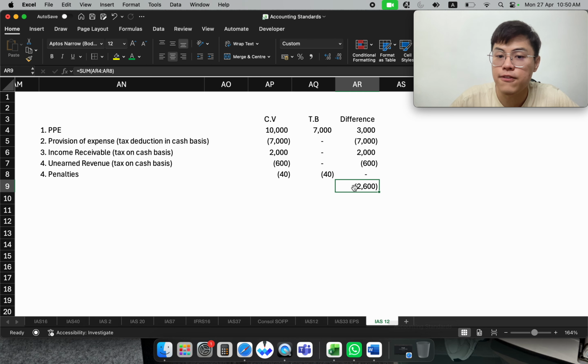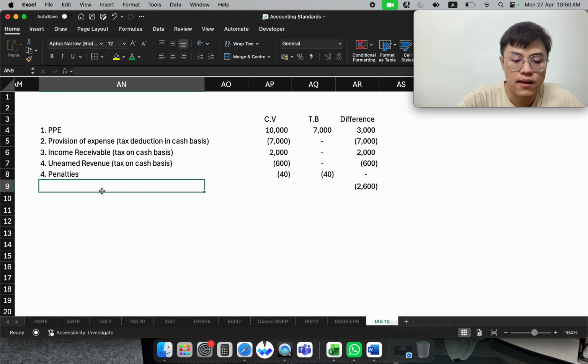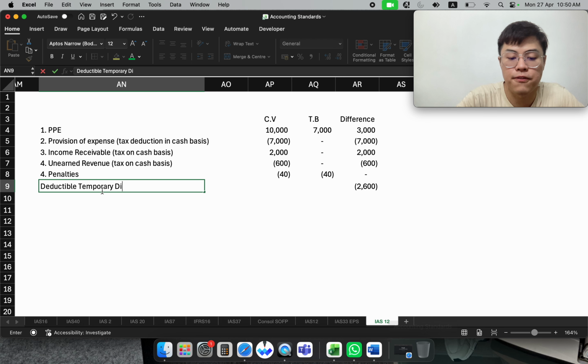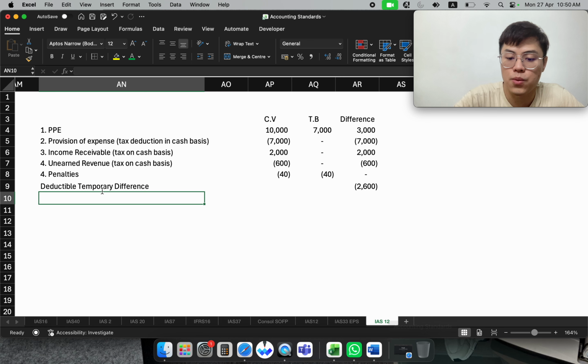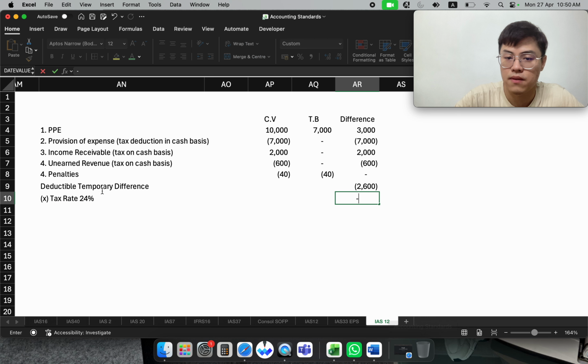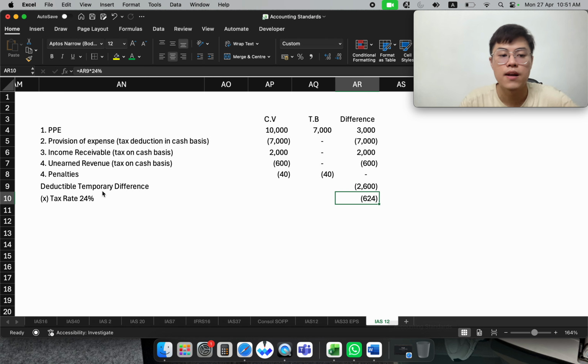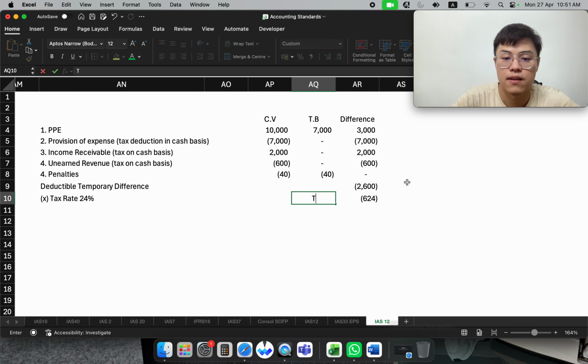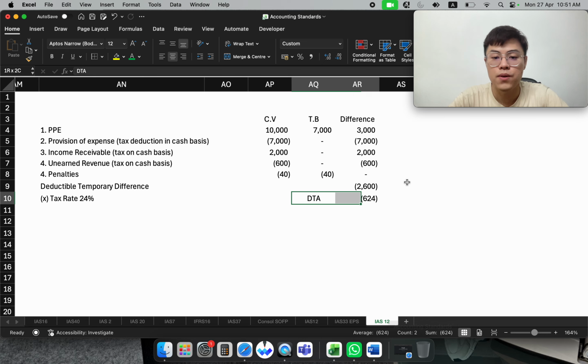If it is a negative, meaning to say this is a deductible temporary difference. So you will need to translate it into the tax rate of 24%. This is your deferred tax asset. So you are going to debit your deferred tax asset and credit your income tax expense.